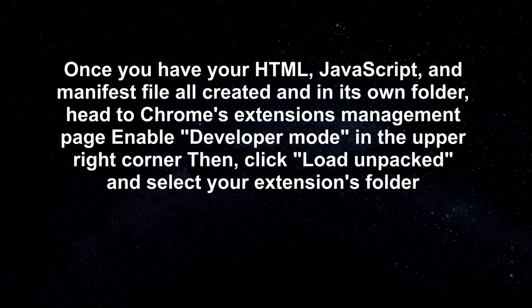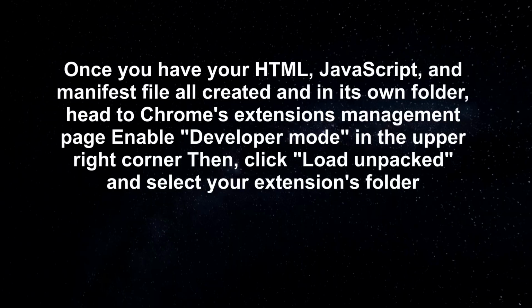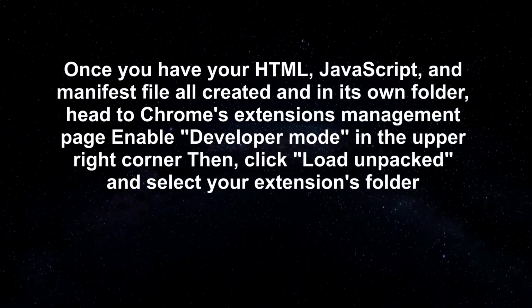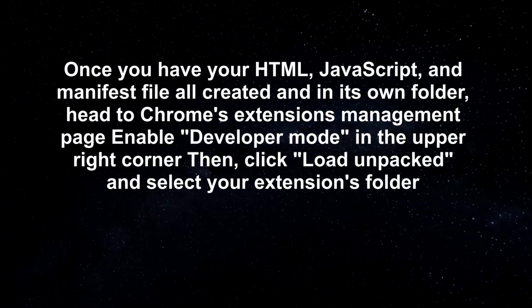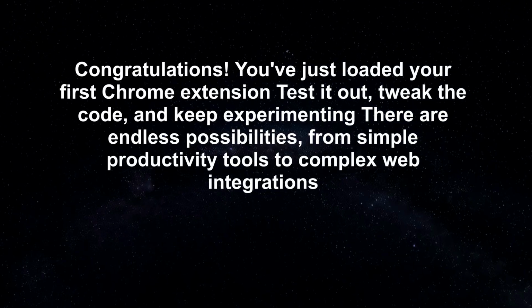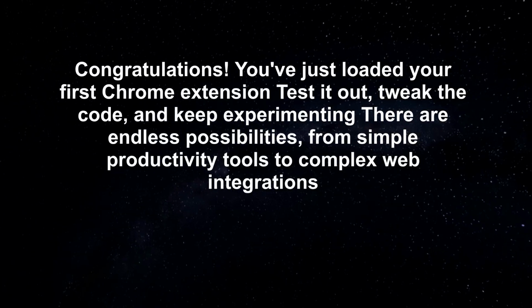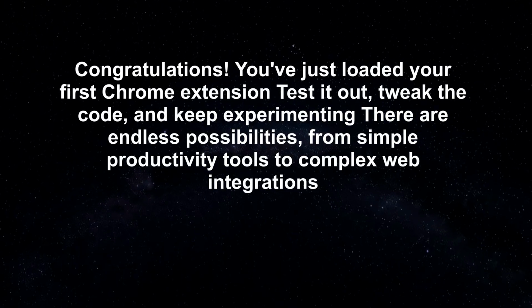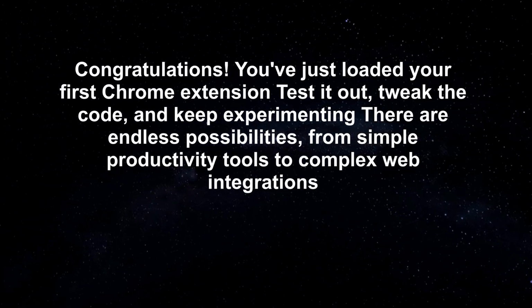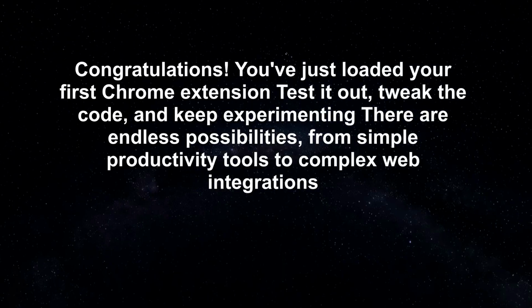Once you have your HTML, JavaScript, and manifest file all created and in its own folder, head to Chrome's Extensions Management page. Enable Developer Mode in the upper right corner, then click Load Unpacked and select your extension's folder. Congratulations! You've just loaded your first Chrome extension. Test it out, tweak the code, and keep experimenting. There are endless possibilities, from simple productivity tools to complex web integrations.